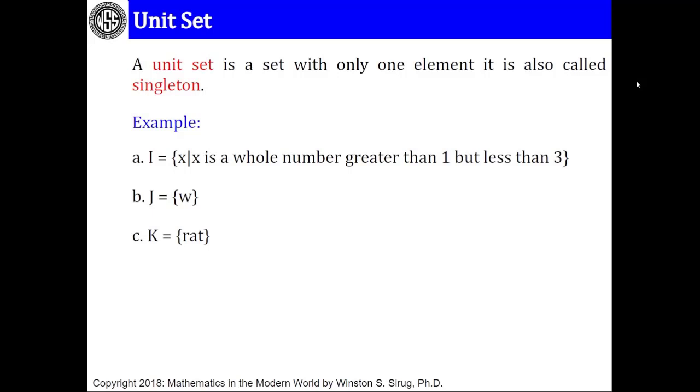Okay, so a unit set, ang laman lang niya is isa lang. So another term sa kanya, tulad ng sinabi kanina ni Marian, is a singleton. So, ayan, J is equals to set of W, K is equals to set of rat. So, ano ba yung sagot sa A? I is equals to set of 2. Yun lang kasi, 2 lang naman na meron doon na whole number. So, yung elements niya sa loob is singular lang.